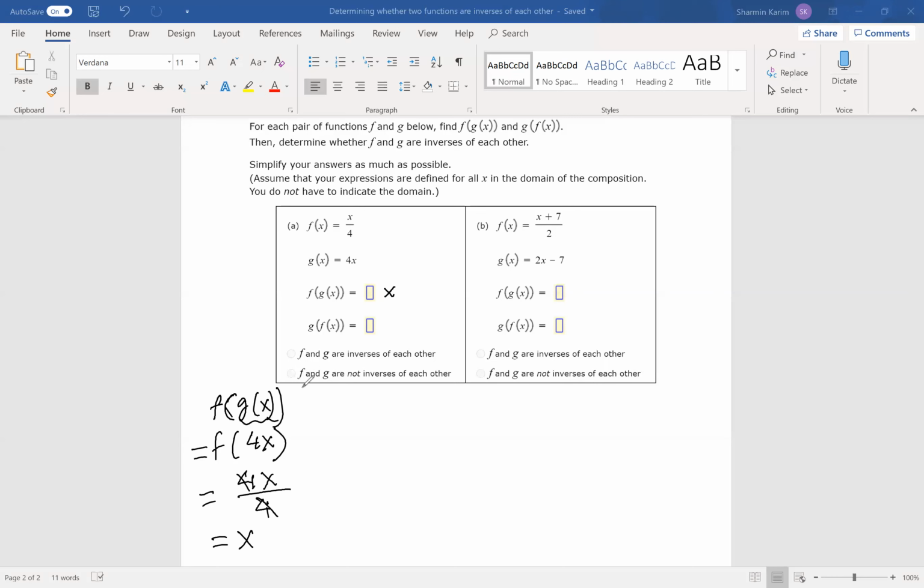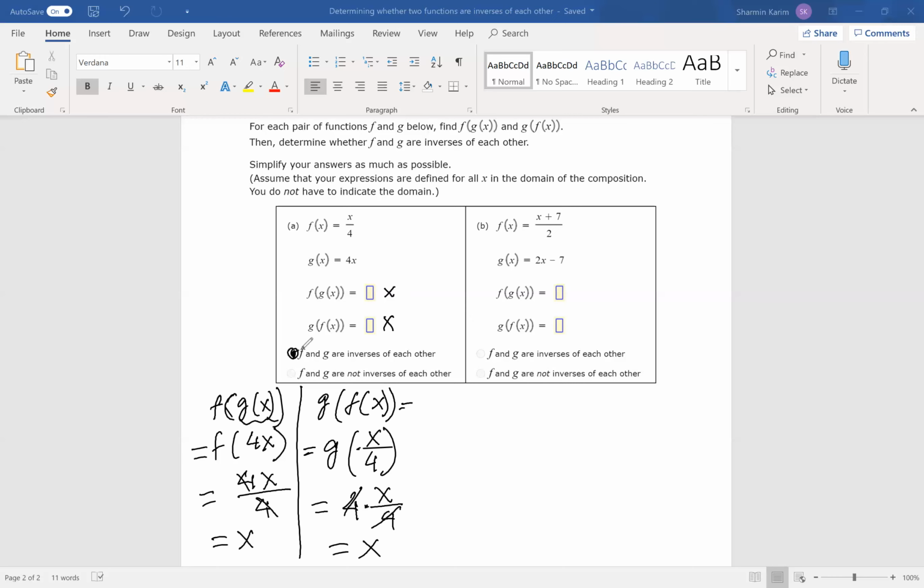Okay, so then let's look at the second one. G of f of x. So let's substitute f of x for x over 4. Now let's come back to function g. We have 4 times x, and x will be substituted for x over 4. So 4 cancels each other, so we end up with x. Therefore, f and g are inverse to each other. So we are done with A. Now let's look at B.